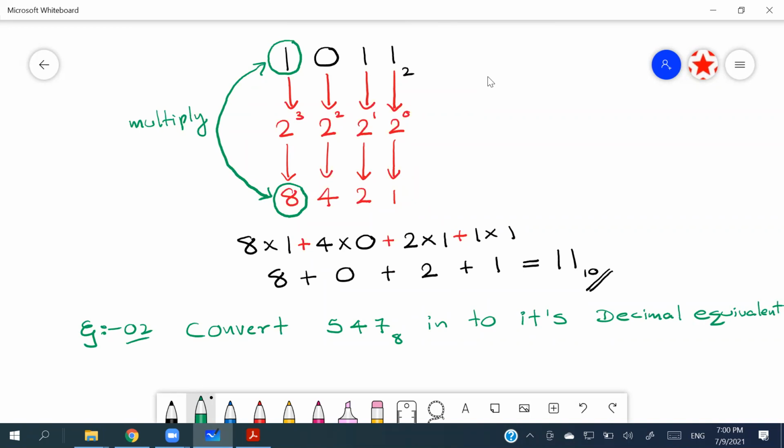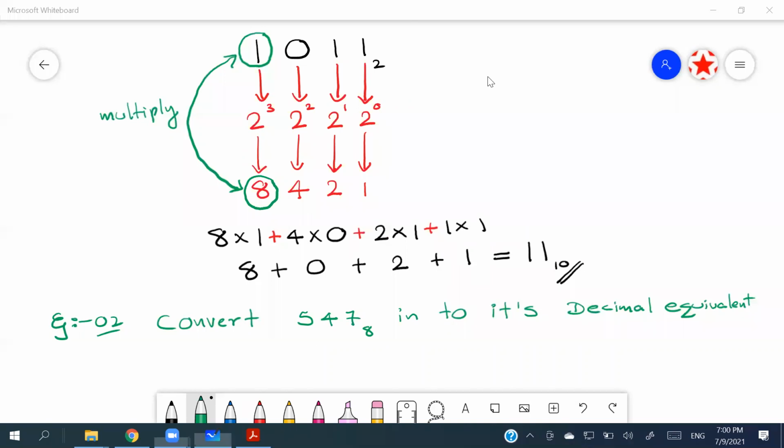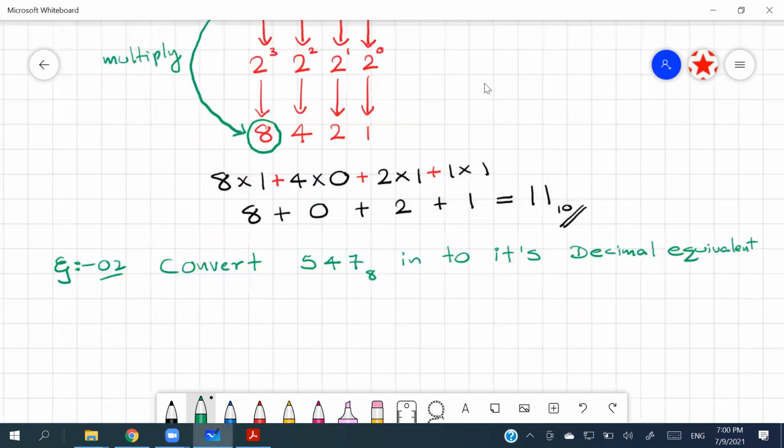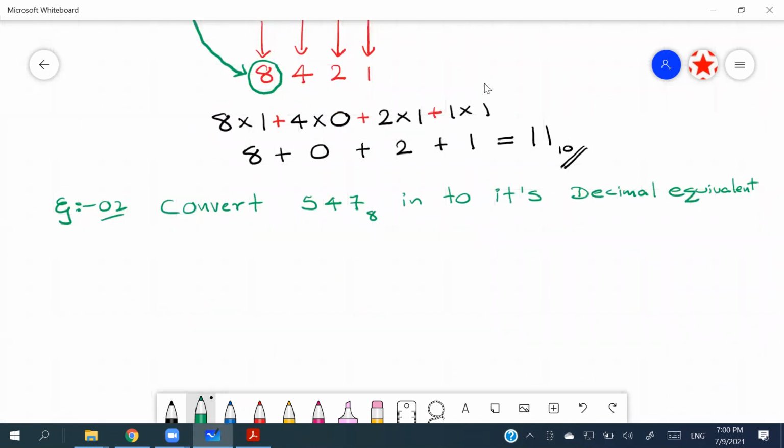Right, are we done with this? Can we go for the next conversion? Is there anyone still writing this? Okay, so let's move. So now you know the drill, right? So the octal number is given, asked to convert into the decimal equivalent.